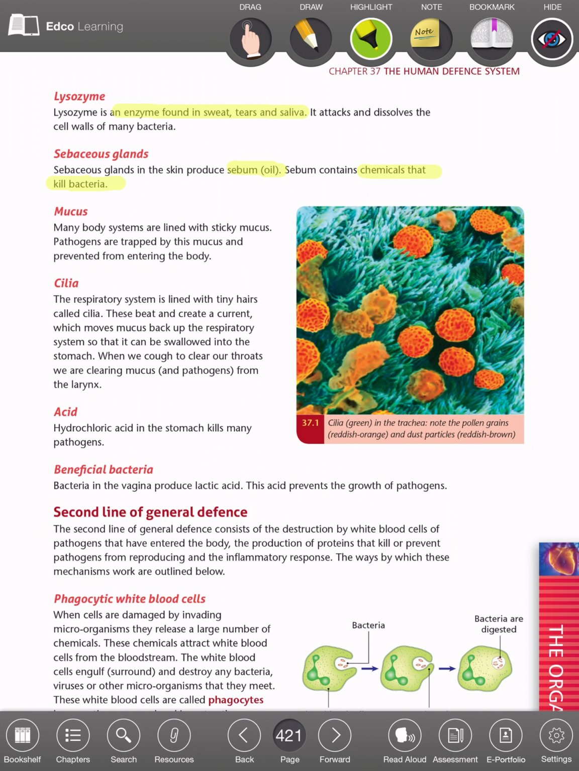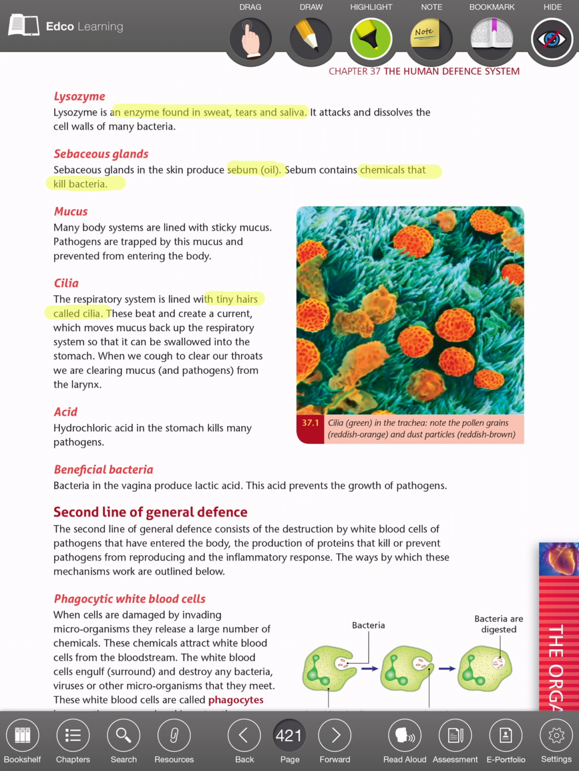Your cilia exist as tiny hairs in the respiratory tract. They also, if you remember back to human reproduction, exist in the fallopian tube, where they aid in wafting the egg along the fallopian tube in order to move it into a position where fertilization can occur.